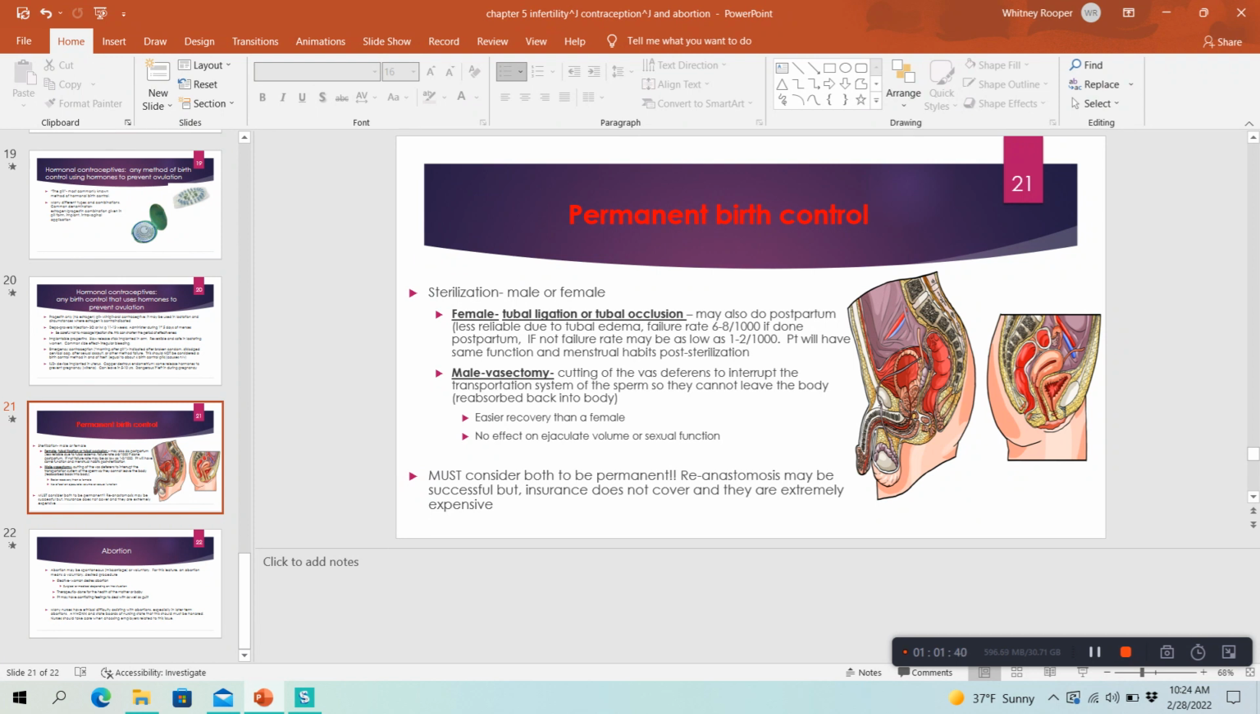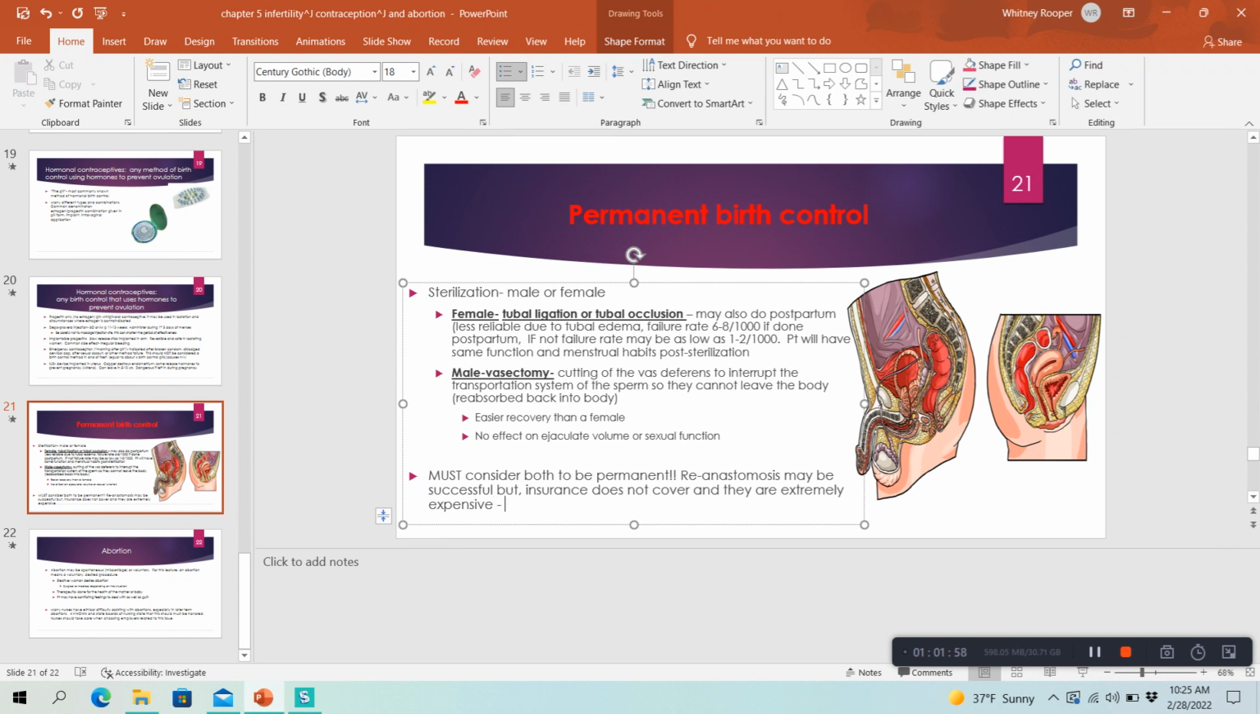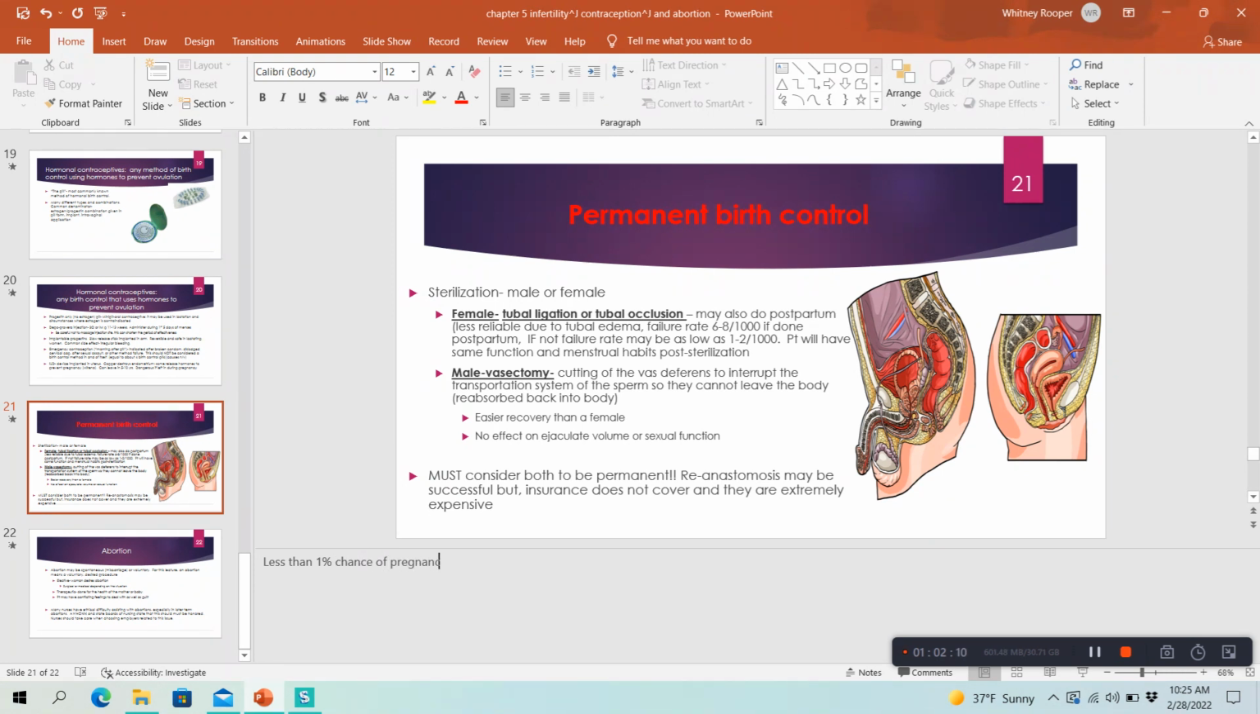So it can happen. The failure rate's pretty low. 6 to 8 out of 1,000 if you do your sterilization postpartum, 1 to 2 out of 1,000 if it's not related to pregnancy. Now, that's still less than 1% any way you look at it. Still very low. The recovery for the surgery is much easier for a male than a female. For a female, because we're going in the peritoneum, it's considered to be abdominal surgery, even though it's a very small incision. And both must be considered to be permanent.